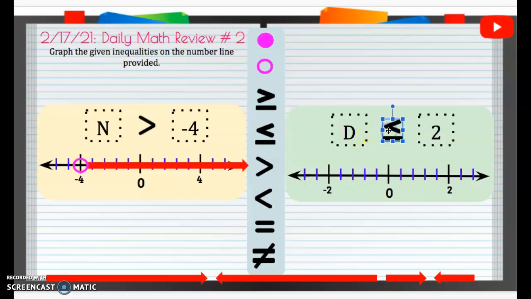Let's take a look over here. We do have a less than or equal to symbol. That means we are going to have a closed dot, but where this closed dot will go, let's see. We have it at 2, +2, so I'm going to put it at +2.